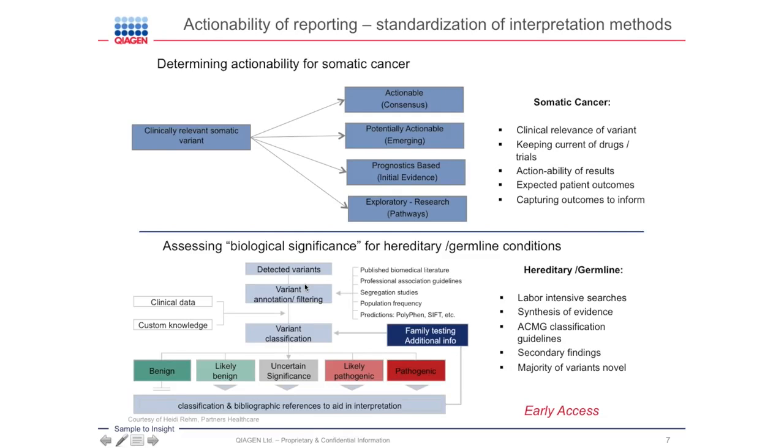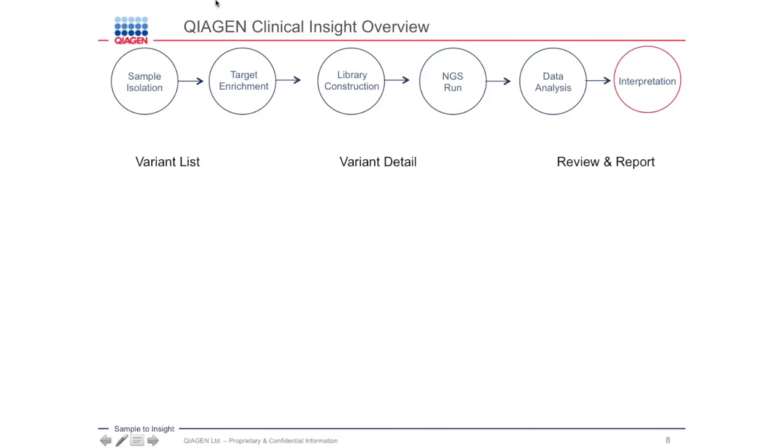The way the algorithm and the standardization work in there is you detect the variant, we do the annotation, and then we use the ACMG classification guideline to allow you to know which of those variants are benign, likely benign, of uncertain significance, likely pathogenic, and pathogenic as well. QIAGEN Clinical Insight will classify them and provide you the bibliographic references to help you with that interpretation. But today we will concentrate on somatic cancer for this demonstration.